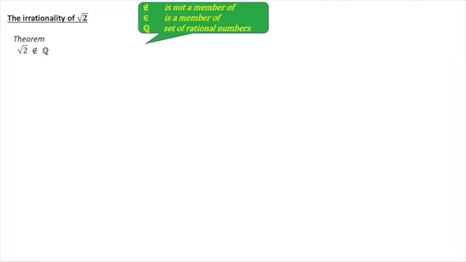Now there's a very interesting history behind this which you could look up, but we're going to just go for the proof today. So the other way of putting it is we can say the square root of 2 is irrational. If it's not a member of the rational numbers, then it is irrational.